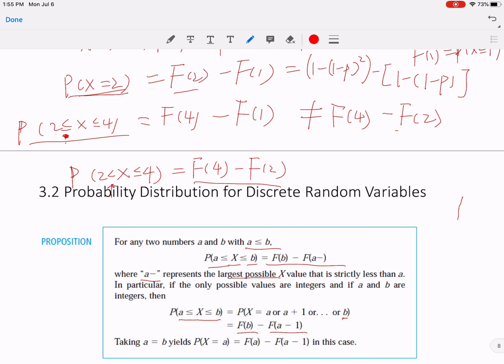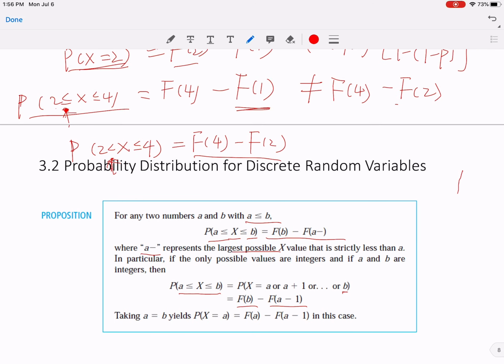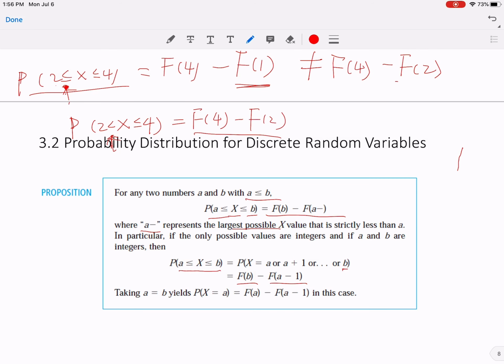If we're looking for the probability of x being greater than or equal to 2 but less than or equal to 4, we want to use f of 4 minus f of 1 because we've got an equal sign here. We want the 2 included in the interval, okay? So we subtract f of 1 here. But if we don't have the equal sign here, we subtract f of 2 because we want to get rid of the 2 from the interval. Okay? So this is a minus 1.